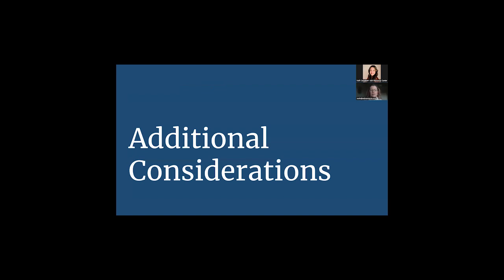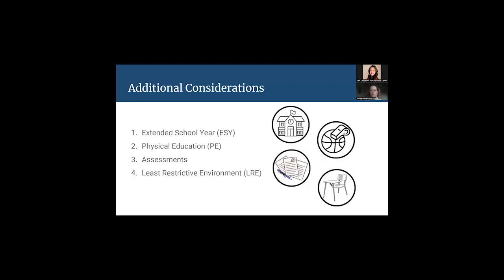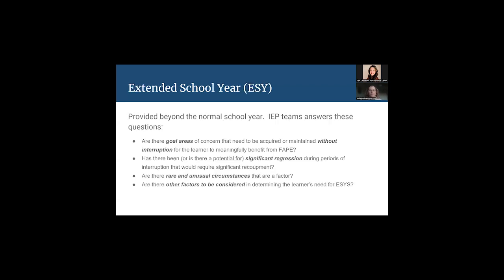All right, I'm going to wrap it up with additional considerations, just those last little check marks that you have at the end of each IEP meeting. There are 4 of them. We talk about extended school year services, physical education, assessments, and least restrictive environment. So we will move into extended school year.